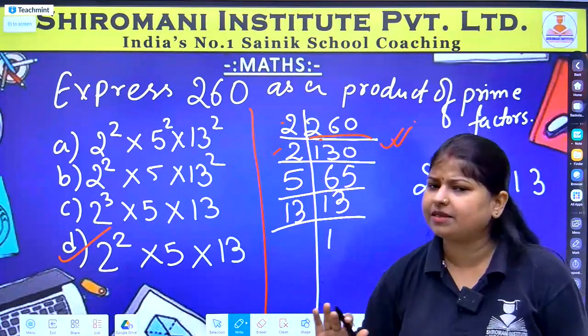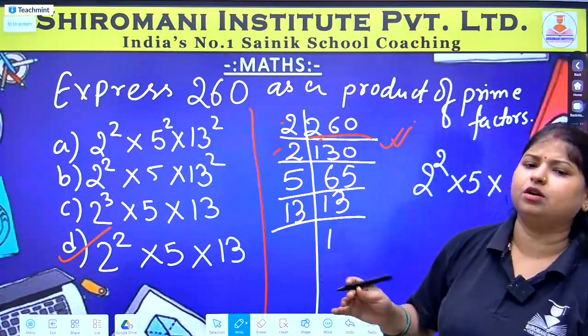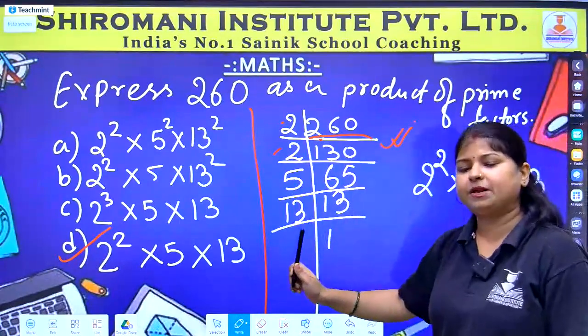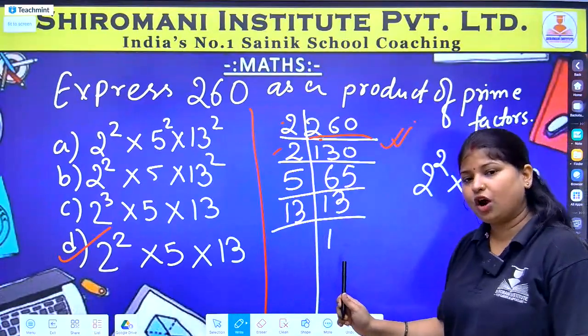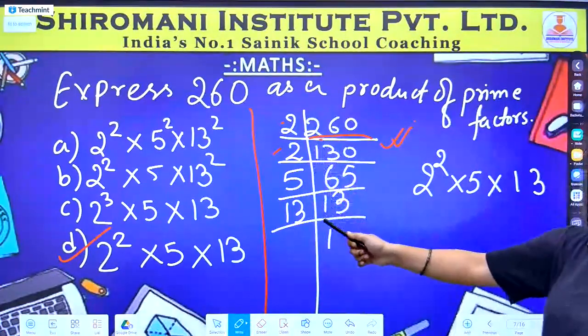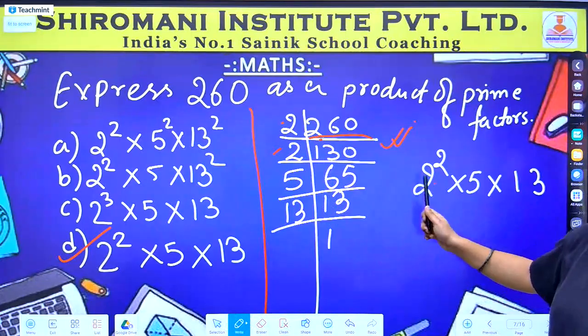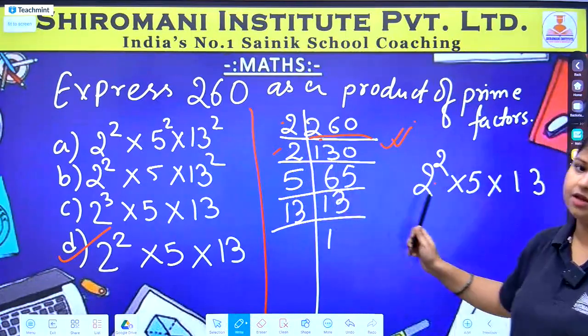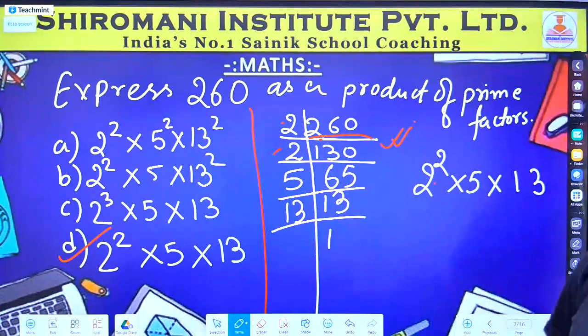It does not come in the table of any other number. So 13 would be divisible by 13 only. You got 1. So these are your prime factors. 2 to the power 2, because you have 2 two times, into 5 into 13. Got it, Shreyan? Yes, ma'am. Okay, next one.